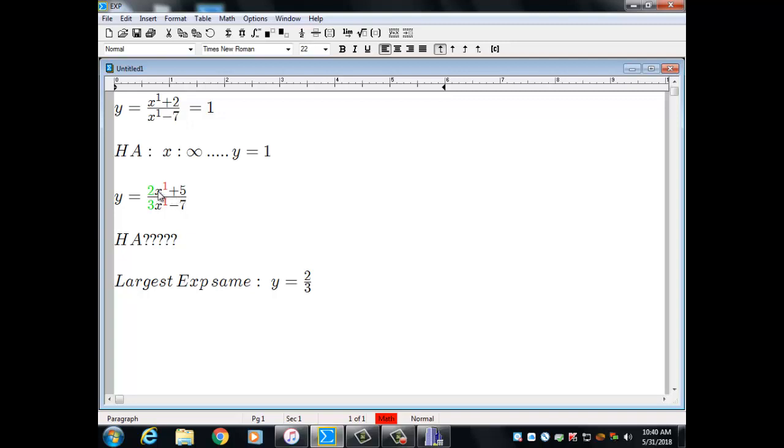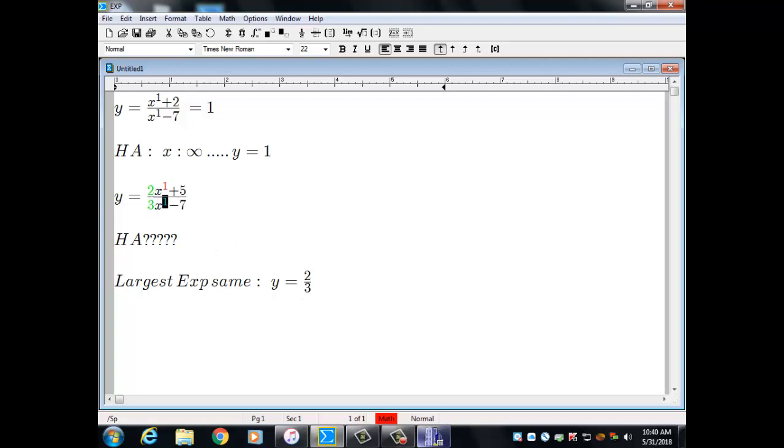Right? Like 2 times infinity plus 5. The issue is the infinity, not the 5. 3 times infinity minus 7. The issue is the infinity, not the minus 7. And so when we do this, we just simply look to see if these two numbers are the same. If the leading coefficients are the same, it's y equals whatever that number is in front.